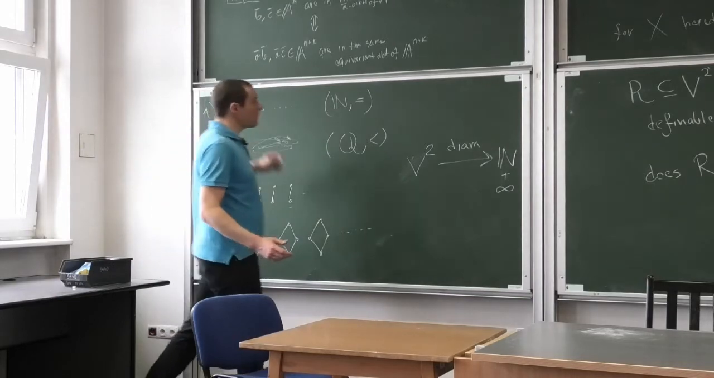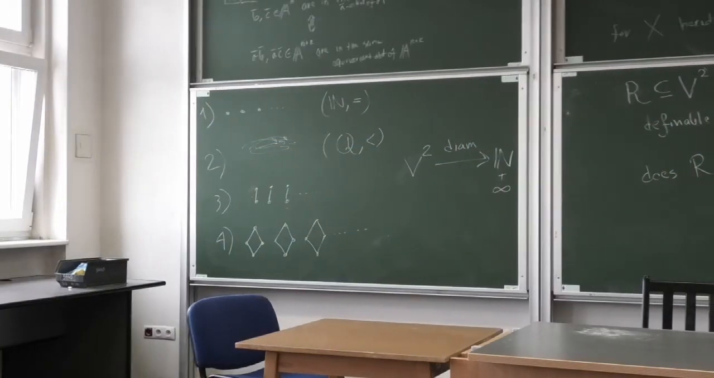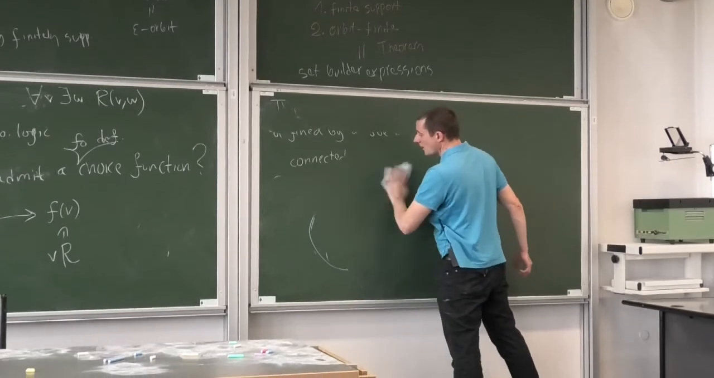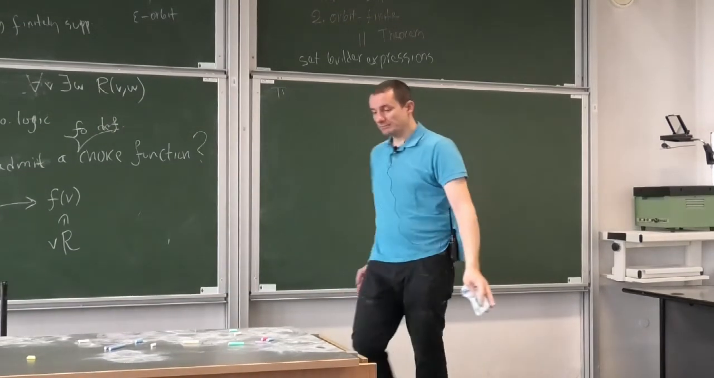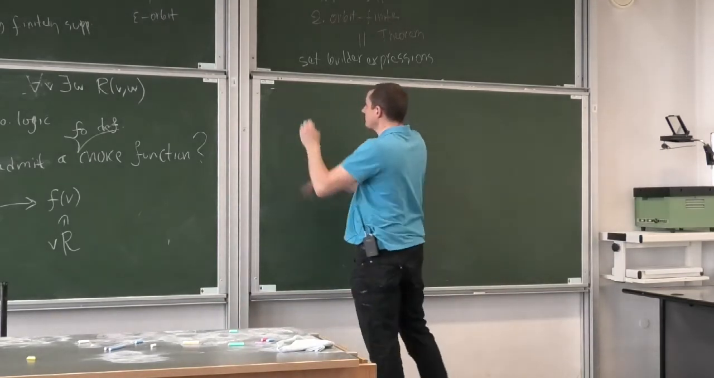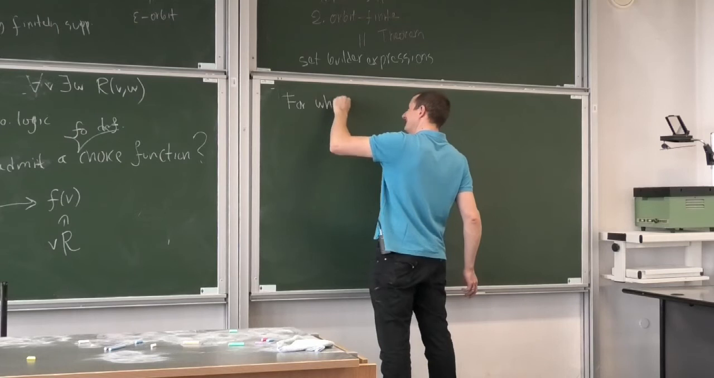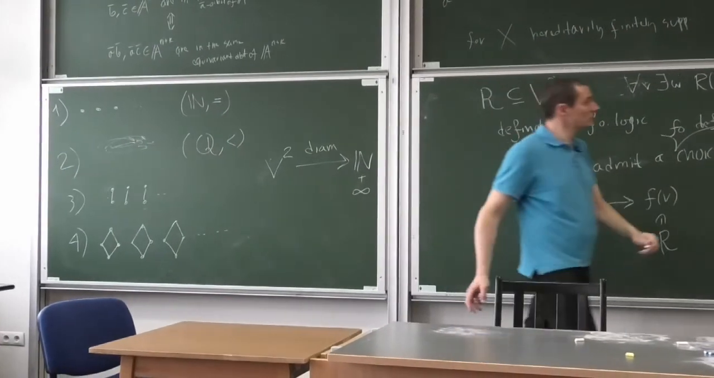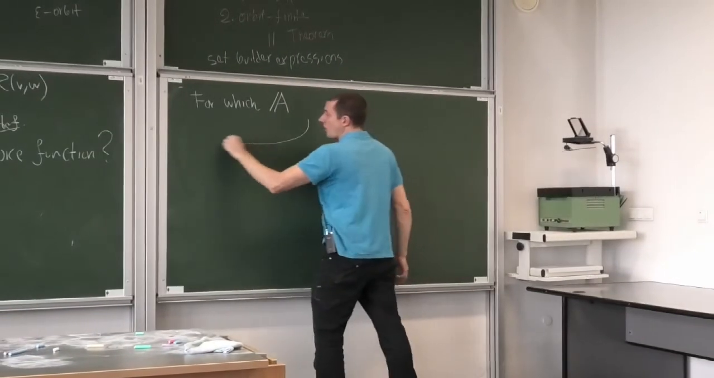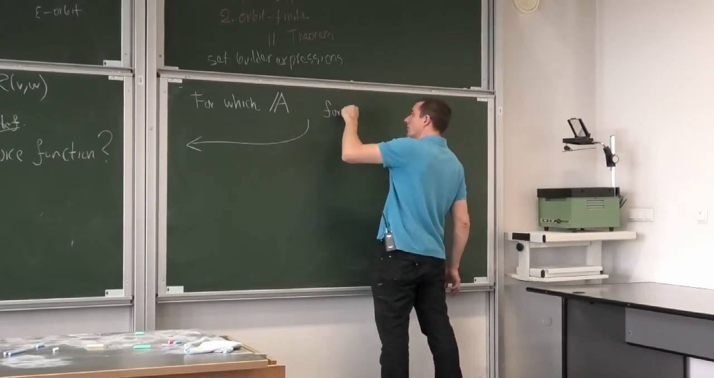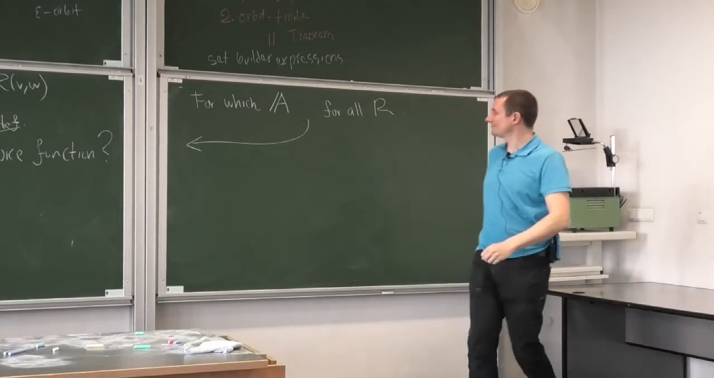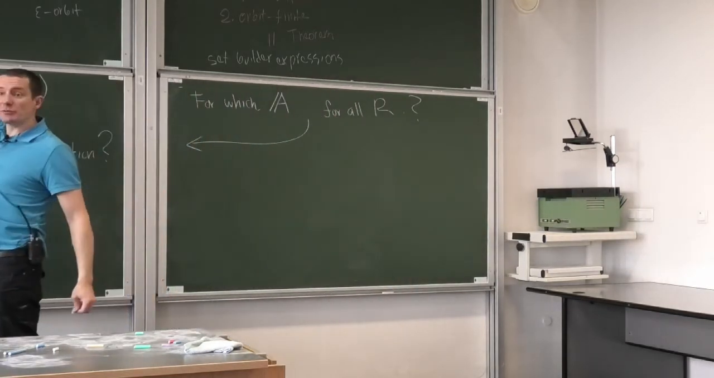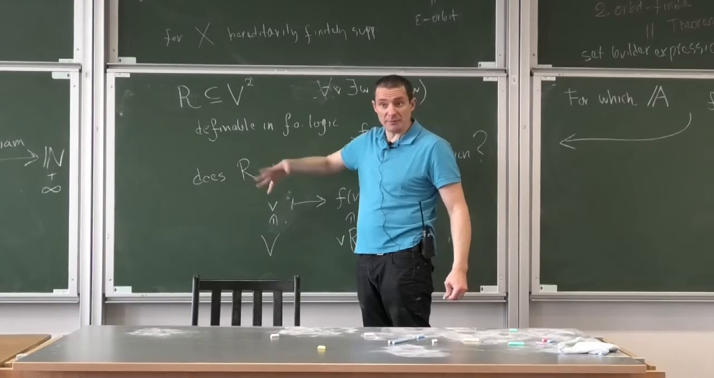Okay, so let's start with one. So let me just be clear. Let me try to underline what goes on here. Do we use constants or not? And we're allowed to use constants. Okay? So the question is, for which graphs from this list is this true? For all R. So, is it true that for every FO definable binary relation, I can find a choice function which implements it?